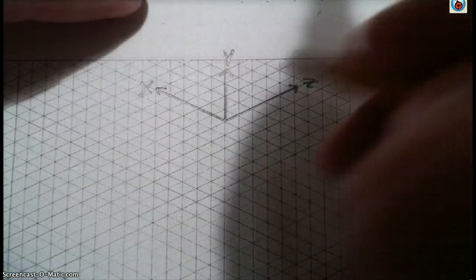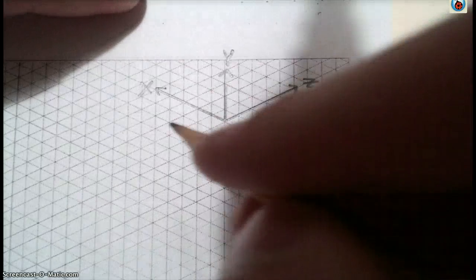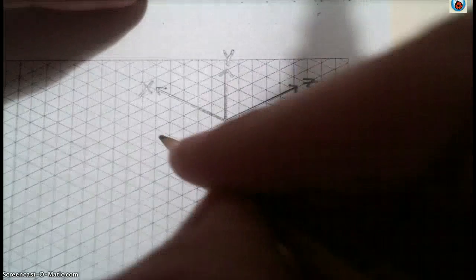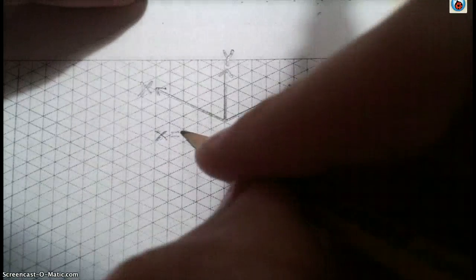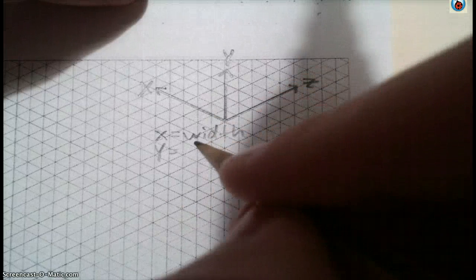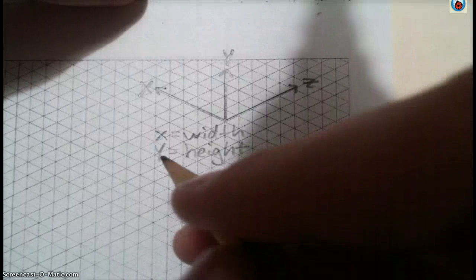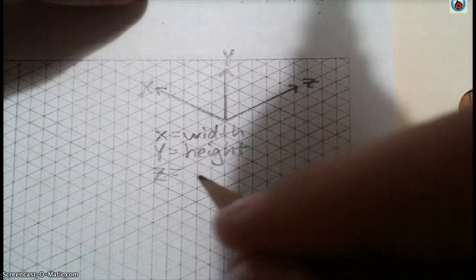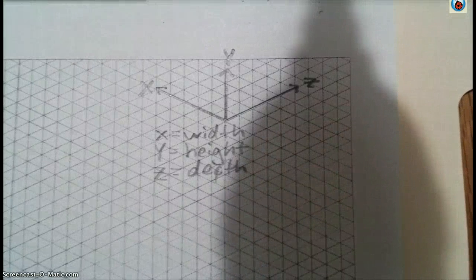Okay, and then jot down some notes. This is going to be your cheat sheet for this whole little section, so make sure you understand this. The x-axis is the axis on which you show width. The y-axis is the axis where you show height, and the z-axis represents depth. Okay?